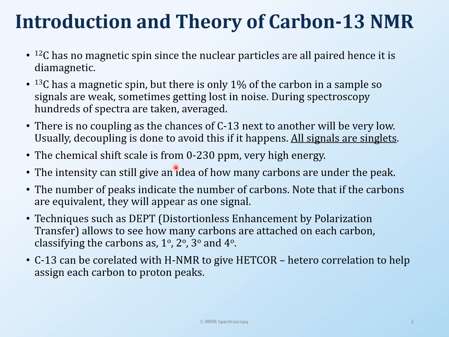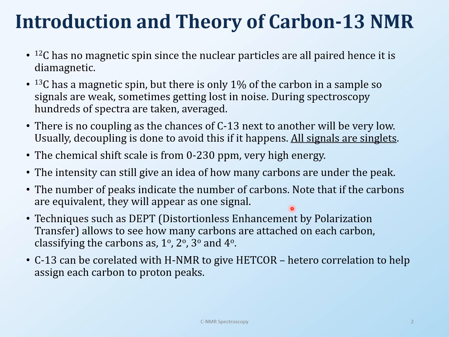The chemical shift scale is going to be a little bit different. It's still in ppm, because you're still working with the ratio, but the scale is going to be from 0 ppm to 230 ppm, so a little bit higher. Obviously, 0 to 12 was proton, and so this is a very high frequency that we're looking at. We don't do integration as deeply as we do for proton NMR, but the intensity of a signal can still give you a little bit of an idea of how many carbons are under that peak. So you can still calculate integration a little bit.